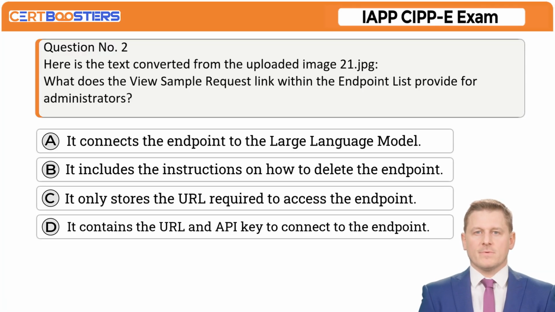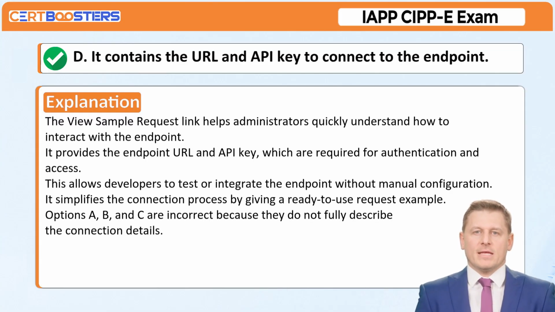Question number 2. What does the view sample request link within the endpoint list provide for administrators? A. It connects the endpoint to the large language model. B. It includes the instructions on how to delete the endpoint. C. It only stores the URL required to access the endpoint. D. It contains the URL and API key to connect to the endpoint. Correct answer, D. It contains the URL and API key to connect to the endpoint.